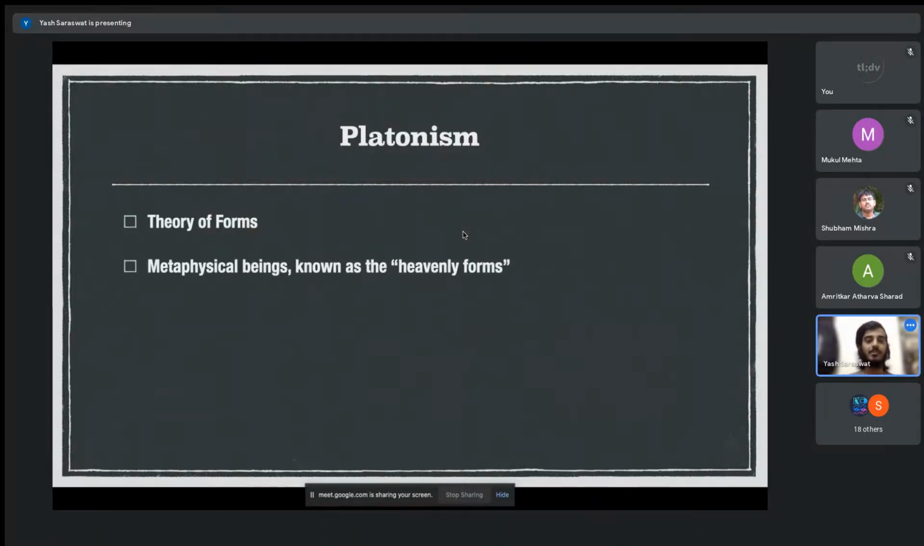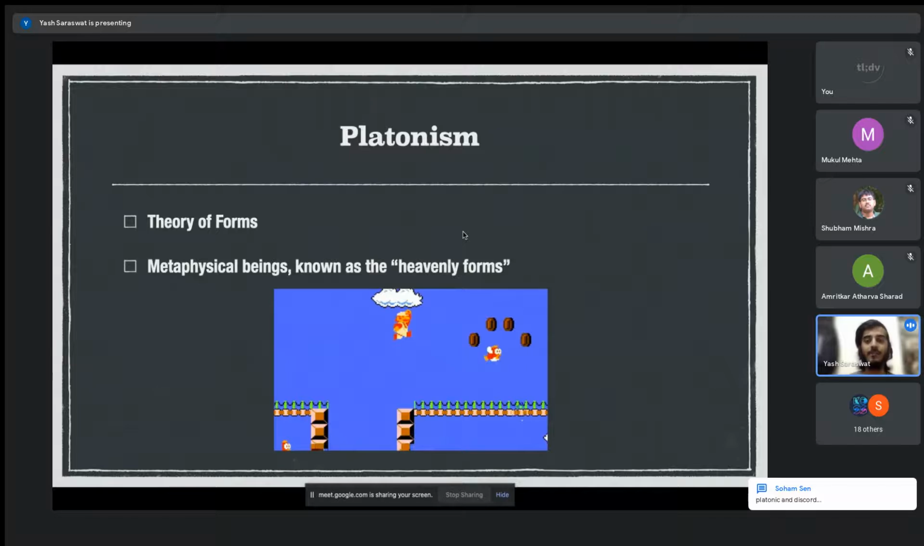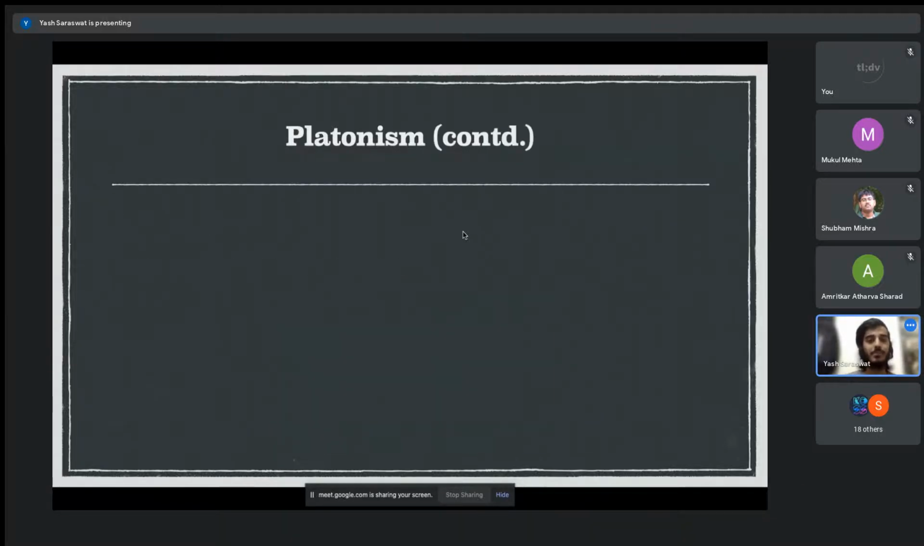Forms are metaphysical beings known as the heavenly forms. So, it is not something that you can physically achieve, but it is something that you can emotionally achieve. And you can really think of these as the achievements or the things that you need to do in your life to finally live a meaningful life kind of thing. So, you can compare it with the coins in our favorite game, Mario. So, these are things you need to collect before you go to the final level. And the goal is to attain the final form of good, or the final form, which is the highest good.